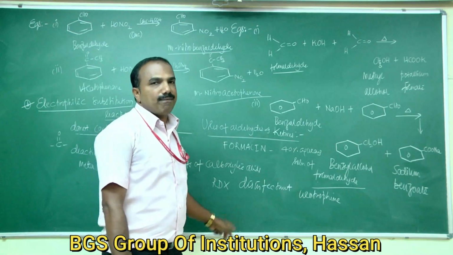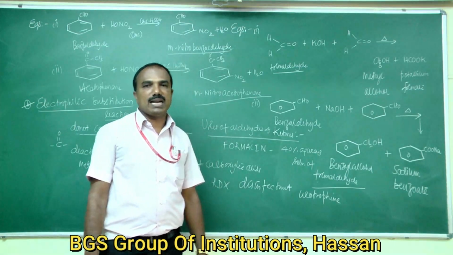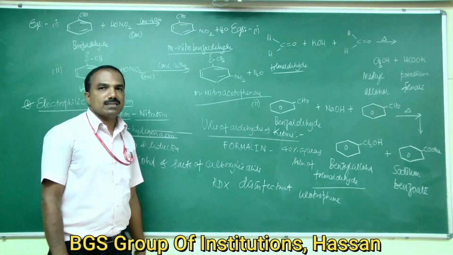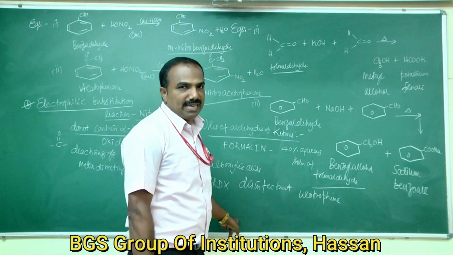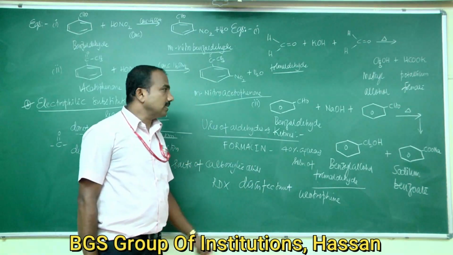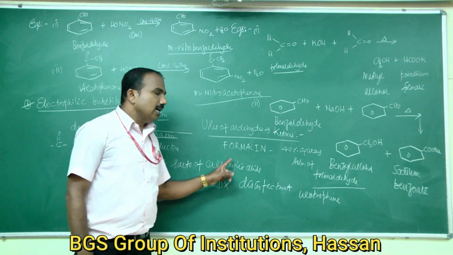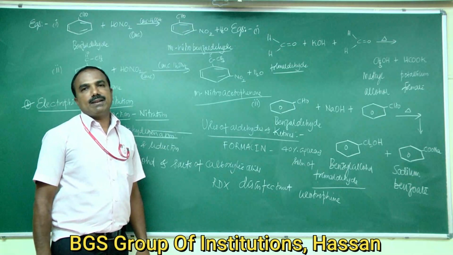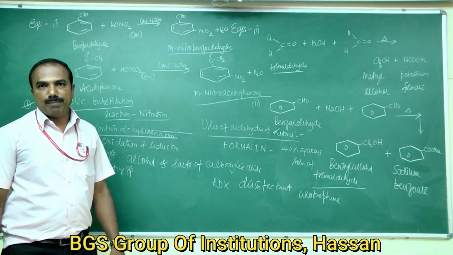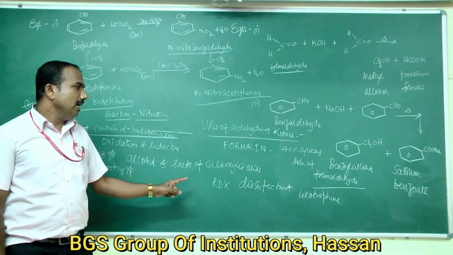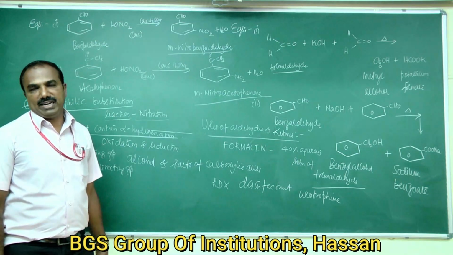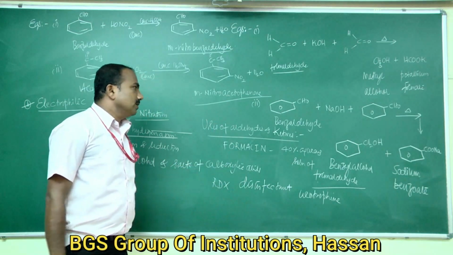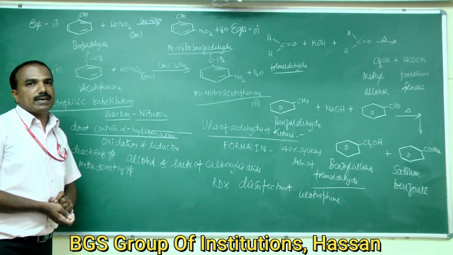Benzaldehyde is used as a flavoring agent. It is used in the preparation of chemicals such as cinnamaldehyde, cinnamic acid, etc. So that's about benzaldehyde. The last one is acetophenone. Acetophenone is also used in the perfume industry. It is used as a lacquer. So that's about uses of aldehydes and ketones.